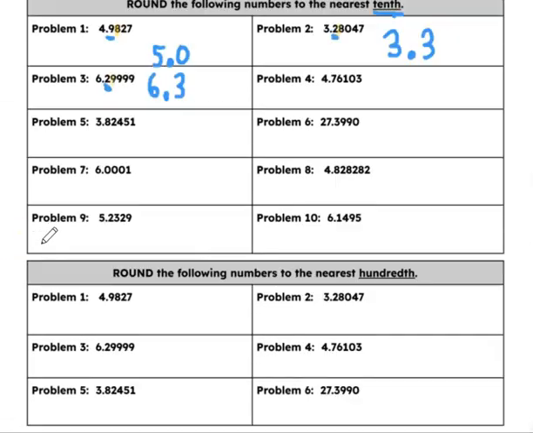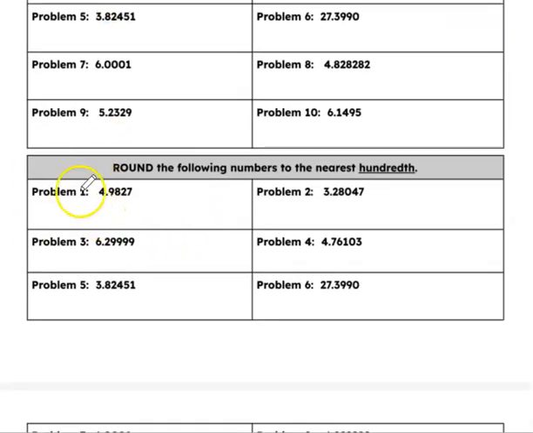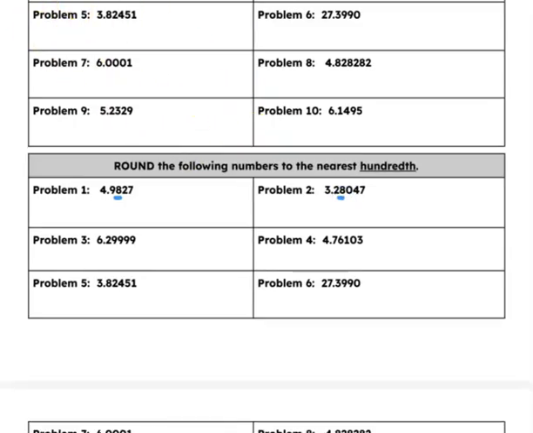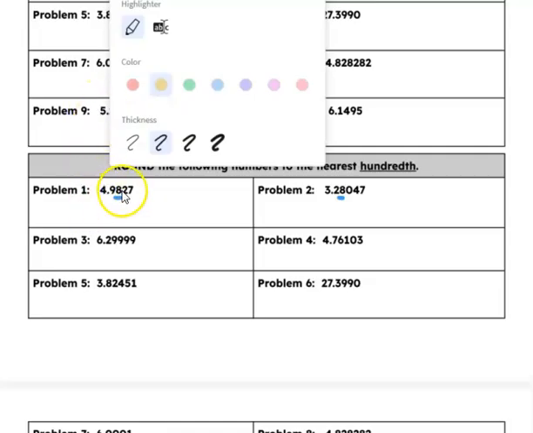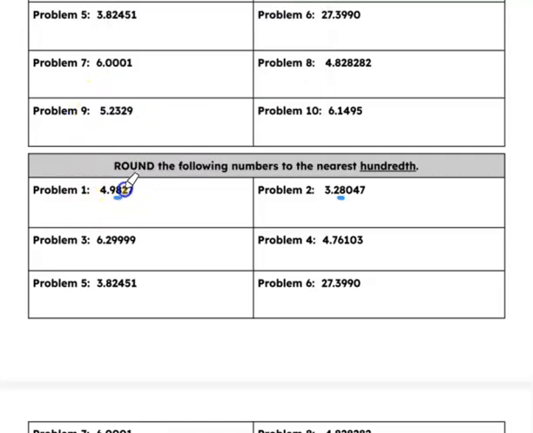All right, we have a couple more sections left. Let's do the 100th section. I'm going to underline the 100th place, which is 2 decimals afterwards. Then I'm going to highlight the digit to the right of it. Remember, 5 and above, give it a shove. 4 and below, let it go. So the highlighted number is 2, let it go. Stays a 4.98. This is a 0, let it go, stays a 3.28.